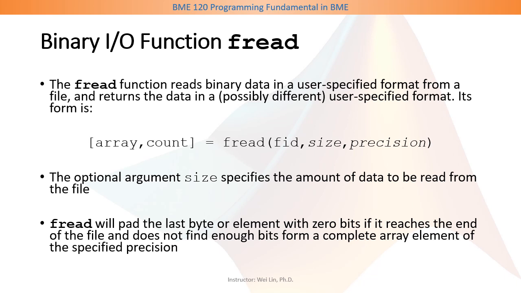So what happens if the size is greater than the file size? Here is what the fread function will do. It will pad the last byte or element with 0 bits so that it will fill up the array with that specified size. This should not happen, because if this happens, something is wrong. So you need to avoid this. One way to do it is to make sure you have the correct number of data points in that file before you do the fread.